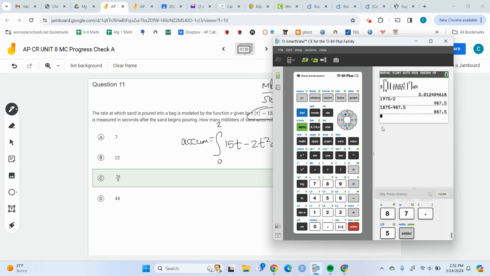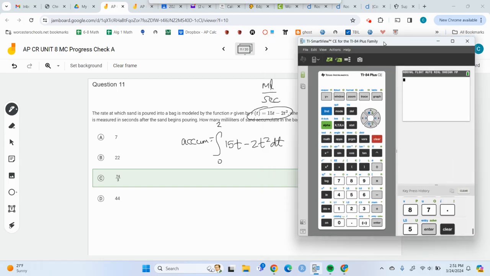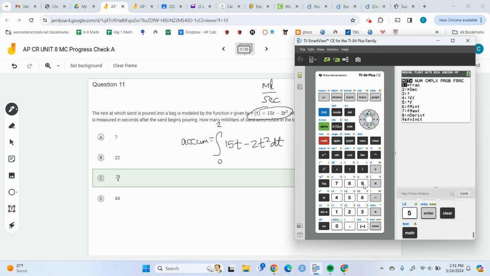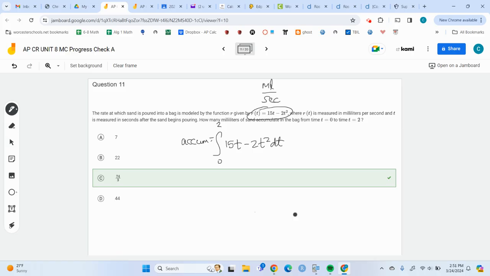This one is much quicker than the last couple that we had. So I'm going to do math 9. Oh, nope, I'm not, because this is a no calculator problem, since I don't see any decimals in my answers here. All right, so this one is quick enough to do an antiderivative of. So I'm going to do 15t squared over 2 minus 2t cubed over 3 from 0 to 2.